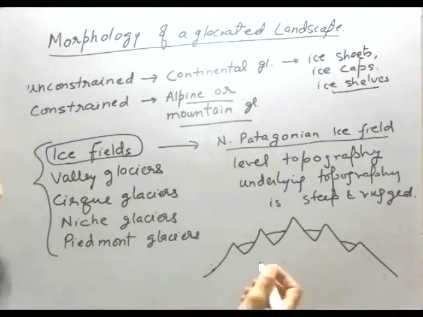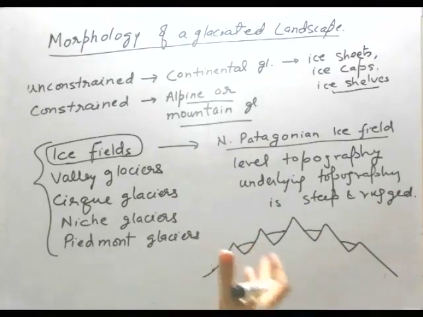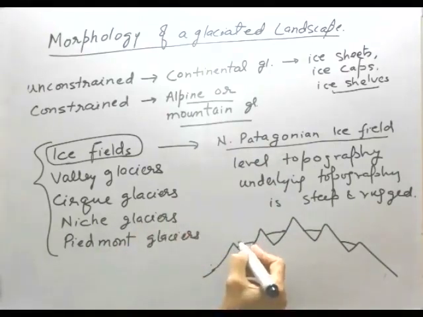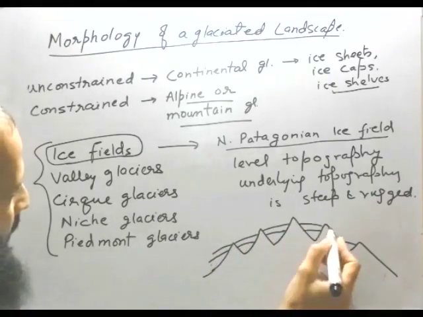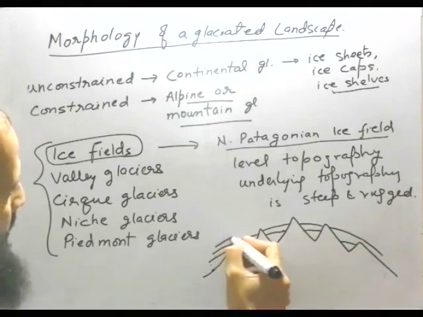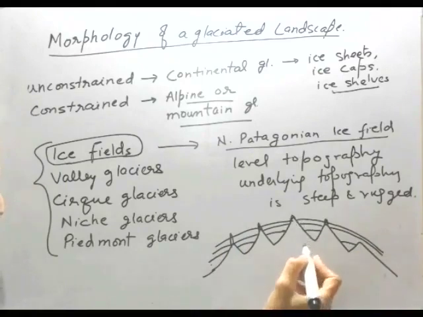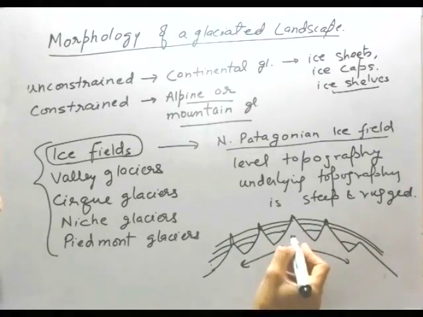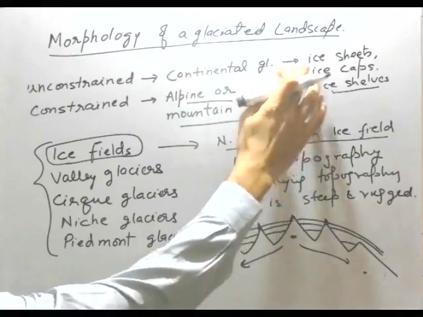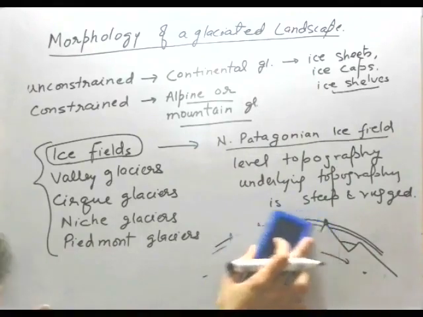But consider the situation when the rate of accumulation of snow is very high, the rate of formation of ice is very high. What will happen is that ultimately this whole mountain range will be covered by ice. Now here you can see very clearly that the movement will still be controlled by the topography, meaning the ice will move from higher elevation to lower elevation, which is not the case in ice caps and ice sheets. So that is the basic difference between fields and caps.